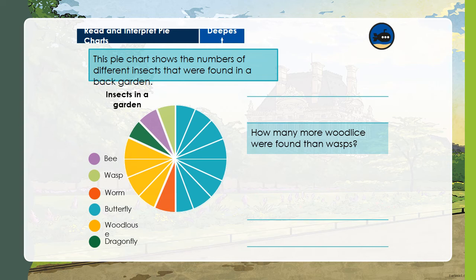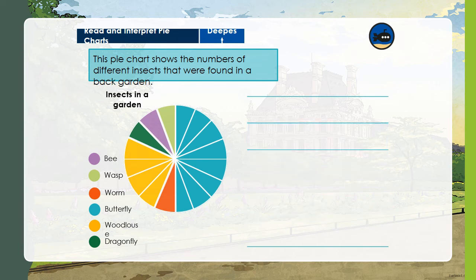How many wasps were there? Well, we can see, remembering that one segment represents 6, we know that there were 6 wasps. So we do 24 minus 6. We need to find the difference. You might prefer to count on from 6 all the way up to 24. Either way, you'll get the same answer, which is 18. 4 times 6 is 24. 24 minus 6 is 18.